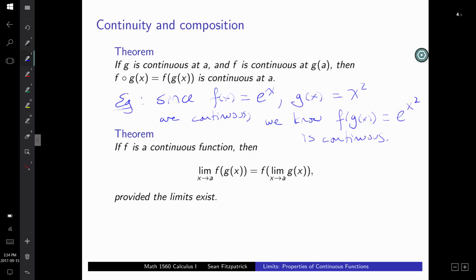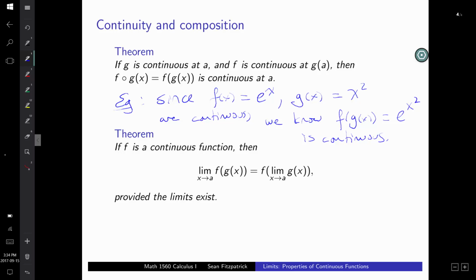Okay. Continuity also plays a role in limits, right? So if you want to take the limit of a composition and you know that the outside function is continuous, you're allowed to bring the limit inside. And this justifies some of the limit rules that we saw before that were stated without any sort of justification.